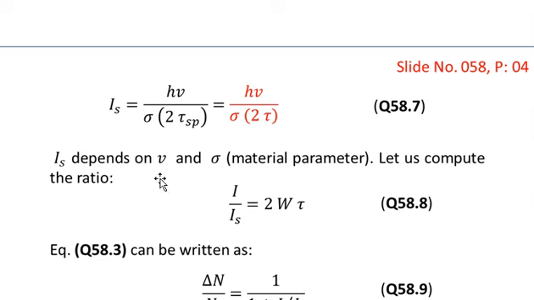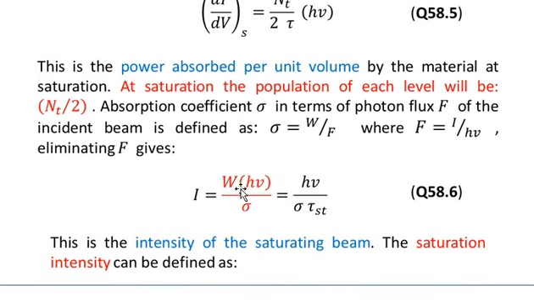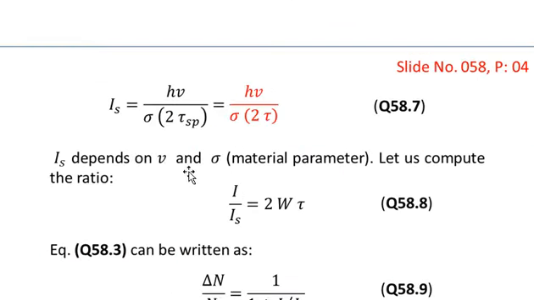IS depends on nu and sigma. Sigma is actually the material parameter. Let's compute the ratio I over IS. We have I from here, and we have IS from equation number 7. Computing the ratio I over IS, you will get on the right hand side 2W into tau. That is, the ratio of the saturating beam intensity to the saturation intensity is equal to 2W into tau.